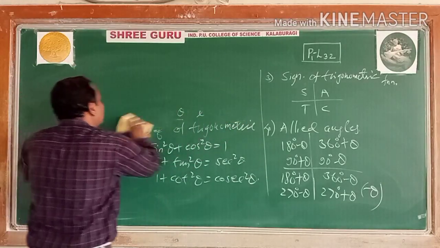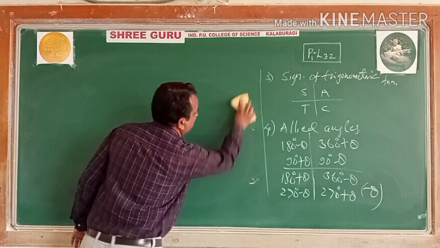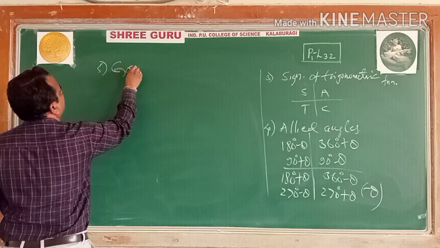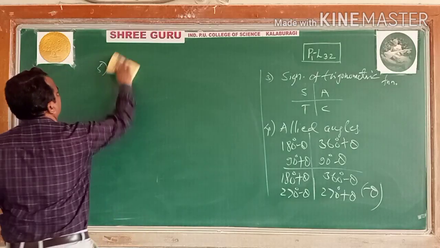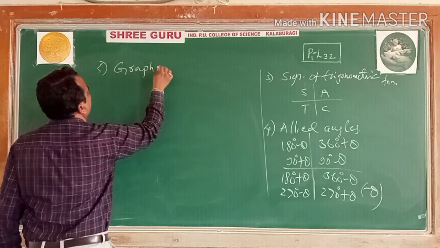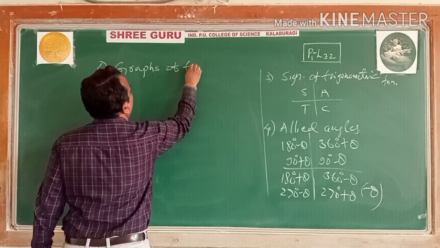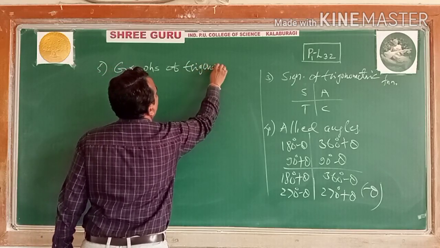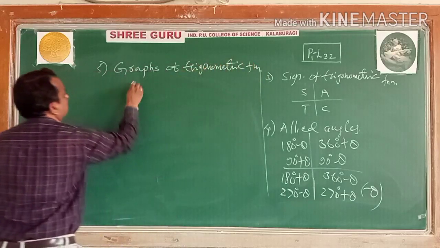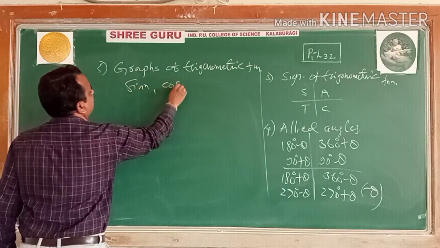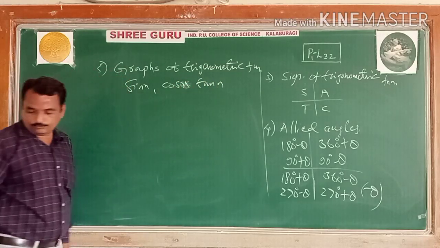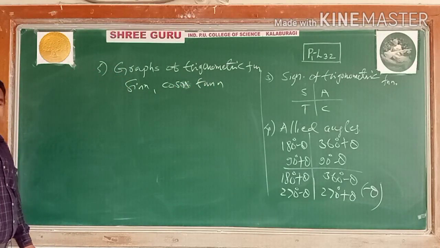The next, graphs of trigonometric functions we have studied here. The sine graph, cos graph, and their domain and range. The sin x graph, cos x graph, tan x graph we have drawn, and their domain and range we have studied here.